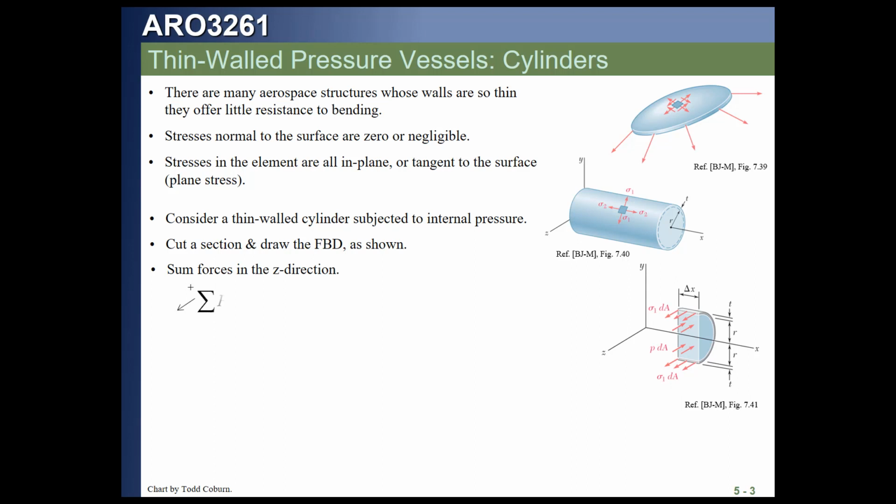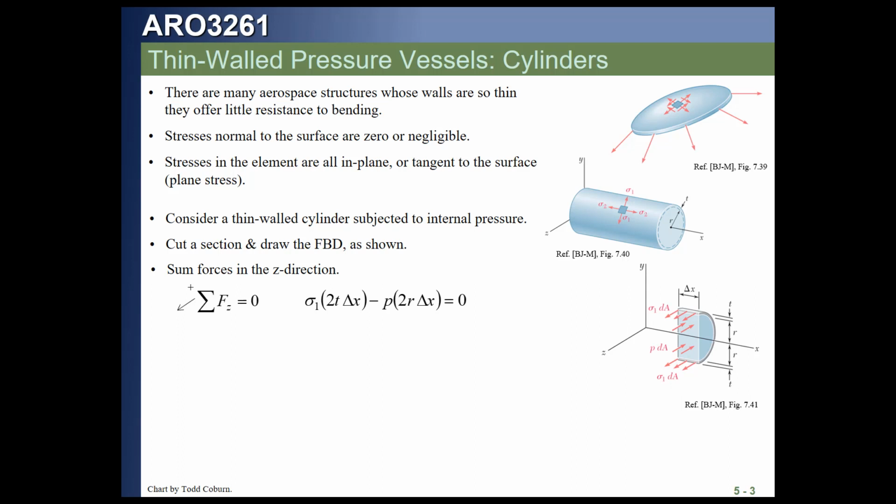The sum of the forces must be equal to 0 if we're not accelerating. That means the stress times the area, we've got the thickness, top and bottom, so we've got two of them, delta x. That's the forces acting in the positive z. And in the negative z, we have that pressure acting on the area of the circle, which is length dx and height 2r. So 2r dx times the pressure.